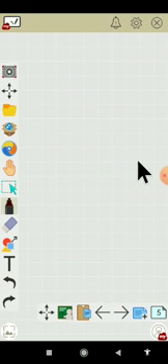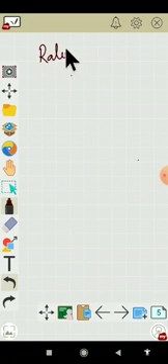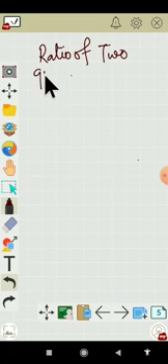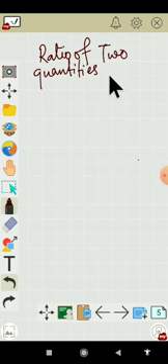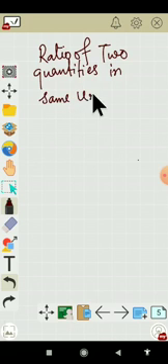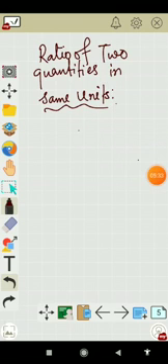Now convert a given ratio to its simplest form. We already know that here. Now go to the ratio of two quantities in same units. Ratio of two quantities in same units.